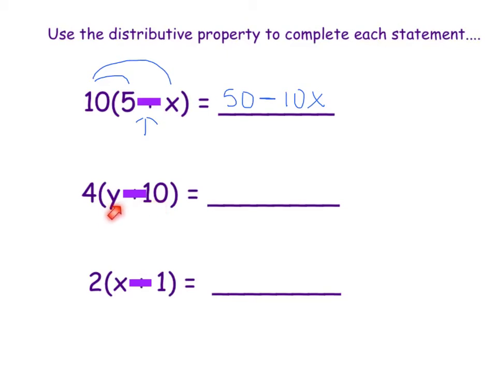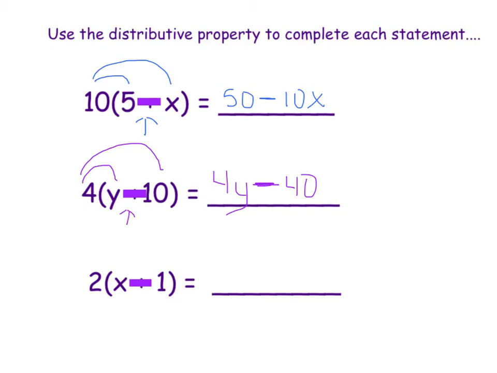Here is our difference, y minus 10. It's being multiplied by 4, so that means there's 4 y minus 10s. So an easy way to simplify this is 4 times y is 4y, and if there are 4 10s, that would be 40. This is a difference, so the simplified version is going to be a difference as well.